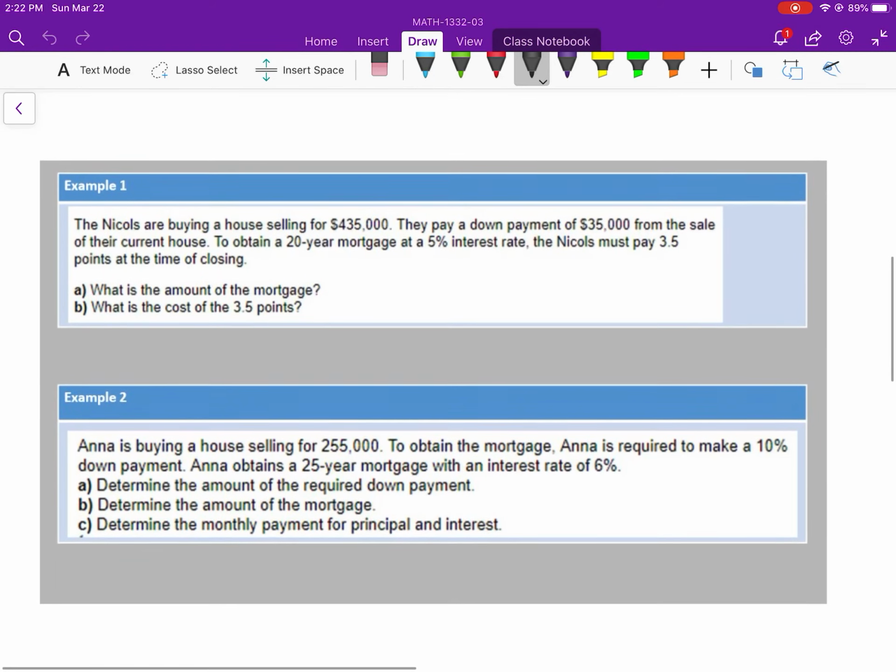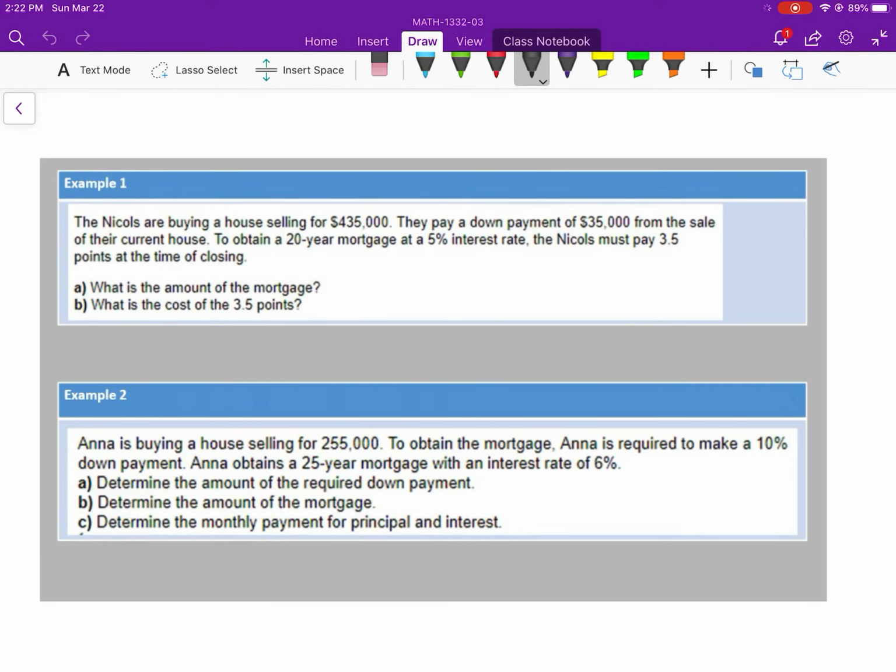All right, so let's use this formula and go right into some examples here. So example number 1, we see the Nichols are buying a house selling for $435,000. They pay a down payment of $35,000 from the sale of their current house. To obtain a 20-year mortgage at a 5% interest rate, the Nichols must pay 3.5 points at the time of closing. All right, so on A, what is the amount of the mortgage?